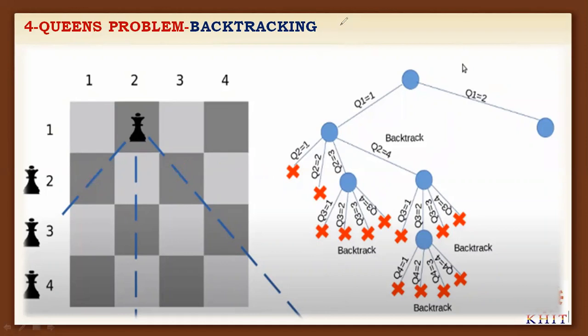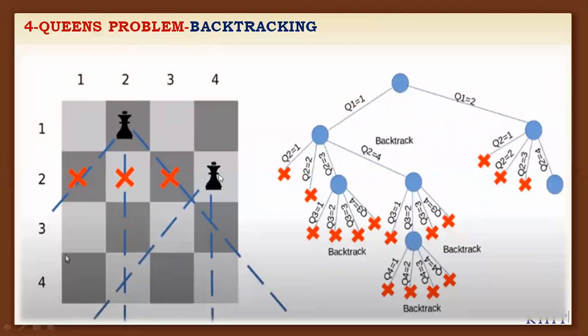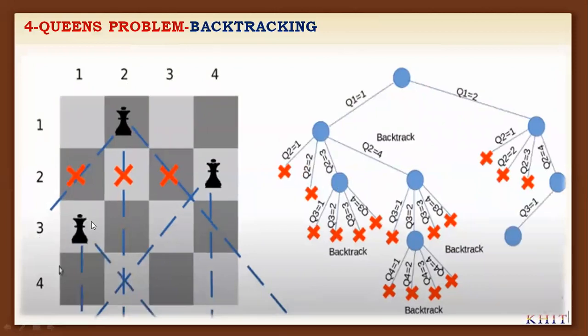This is the possible way. So I cannot place it in these three. Next I can place the second queen here. When the second queen is placed successfully, next check the possible way of placing the third queen. So here there is a possible way of placing the third queen. So the third queen is also placed. Next the fourth queen. Where can I place the fourth queen?